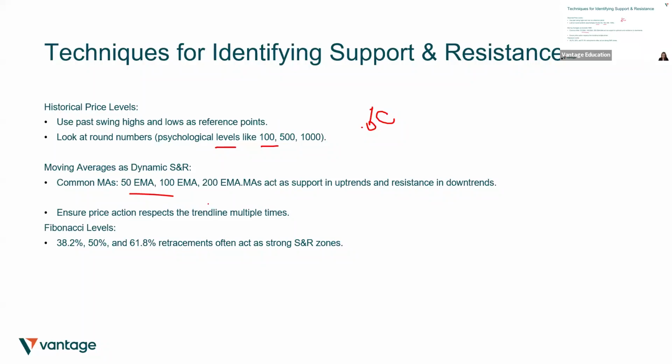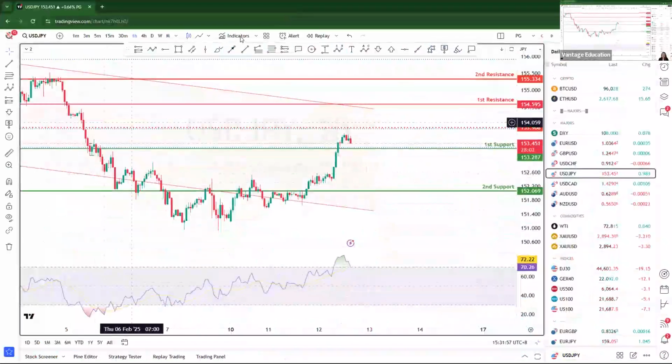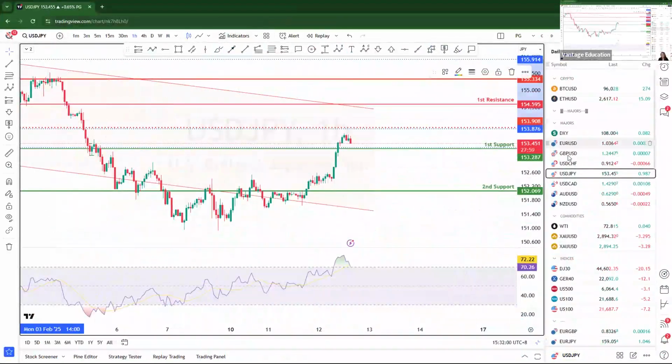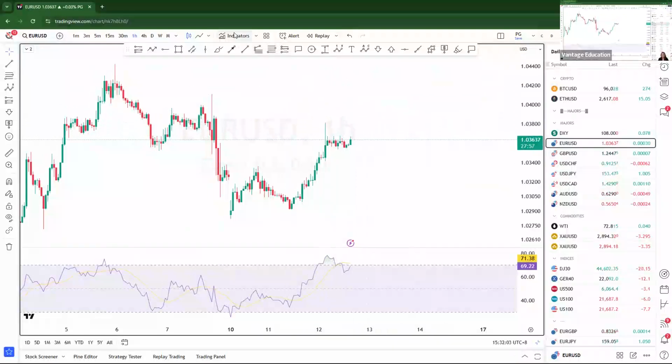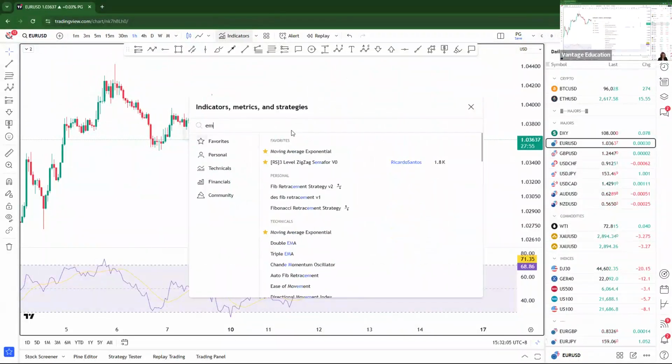But I personally use the EMA, not the simple moving average. I just use the EMA. For the EMA, I personally recommend you use maybe 200 to identify the trend. For example, if you pull out maybe just go to another one. I will just go here. EMA.